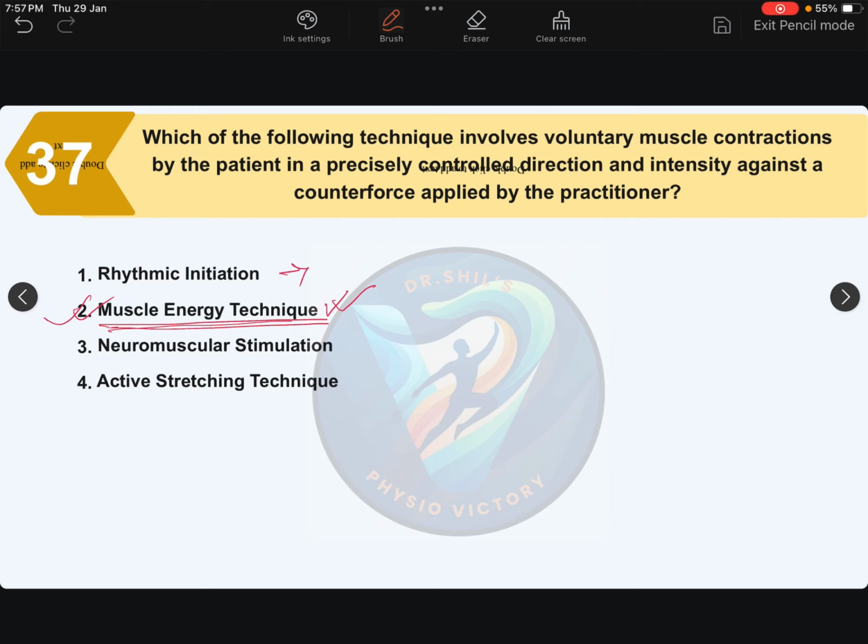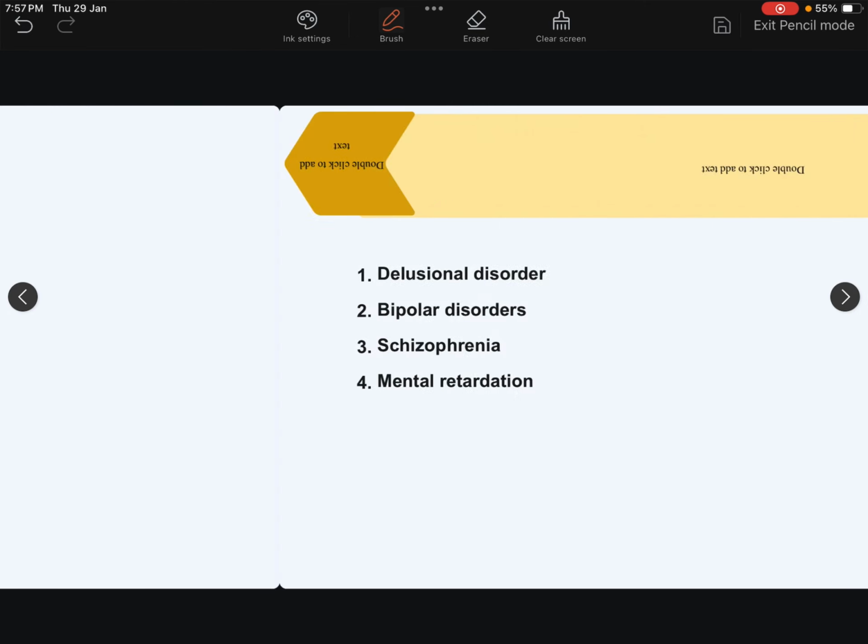Rhythmic initiation is used for motor learning, neuromuscular stimulation is the electrical stimulation, and active stretching has no counter force. There is no counter force.